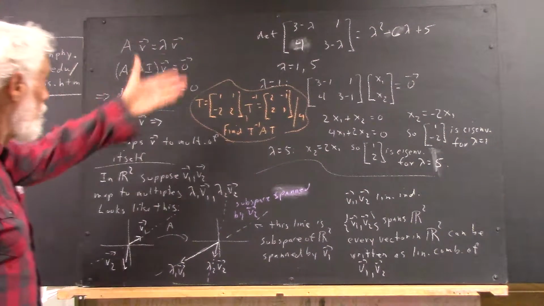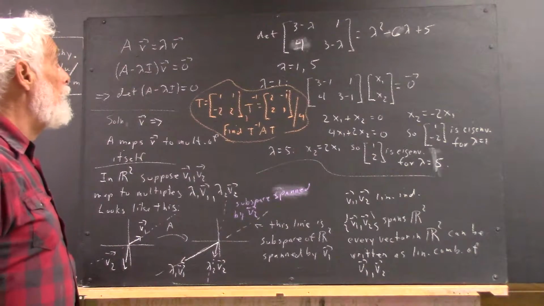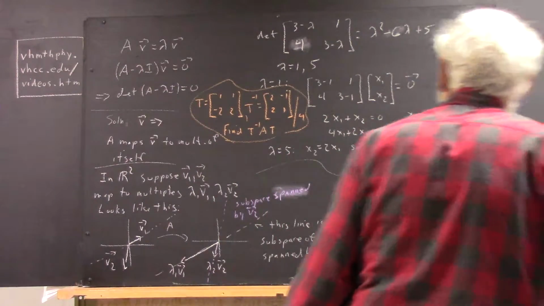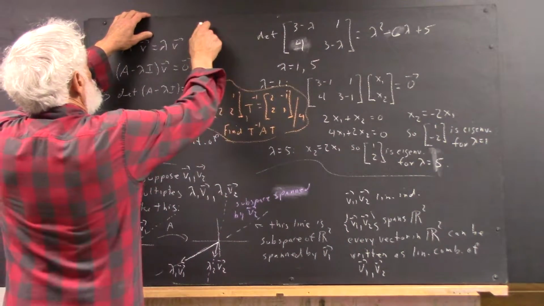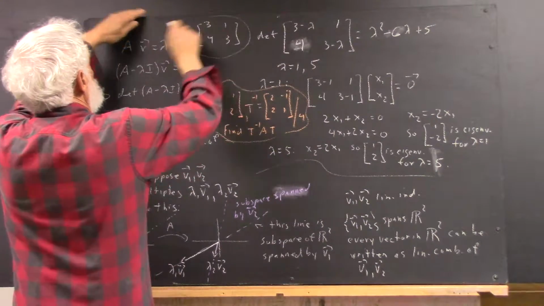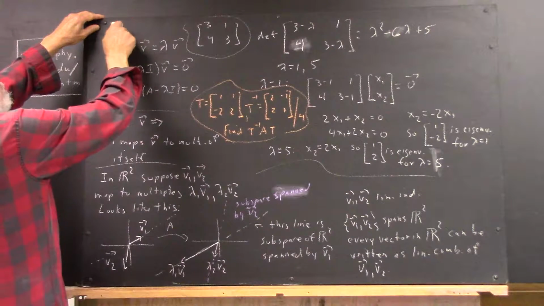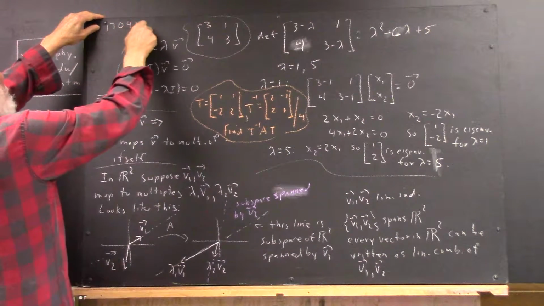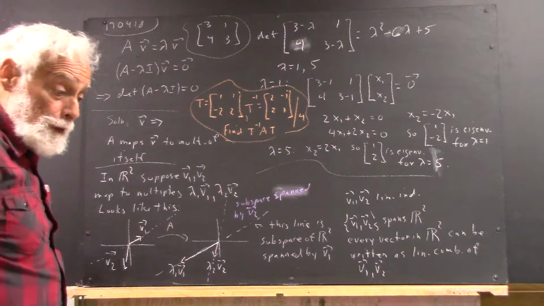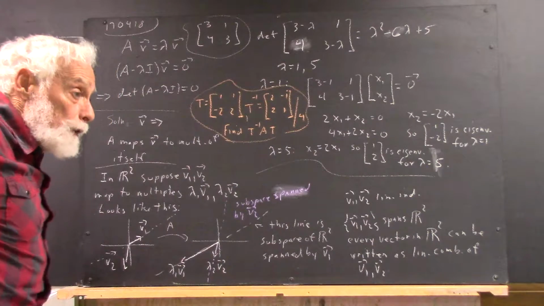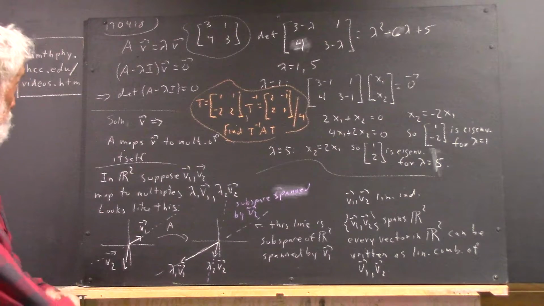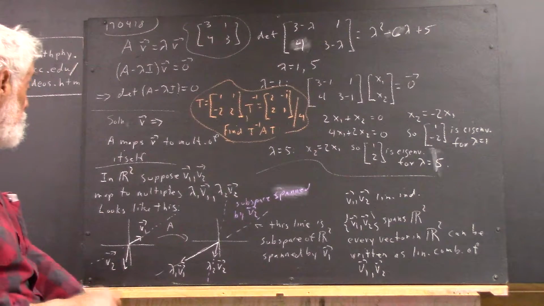Okay, we want to find the eigenvectors and eigenvalues of a matrix, the matrix being 3, 1, 4, 3. Okay, and to find the eigenvectors and eigenvalues for a matrix, we do something very similar to what we've done all along. An eigenvector is a vector that maps onto a multiple of itself.